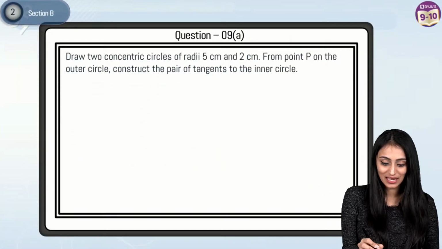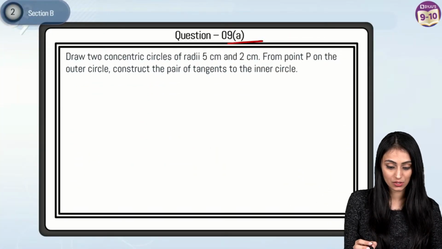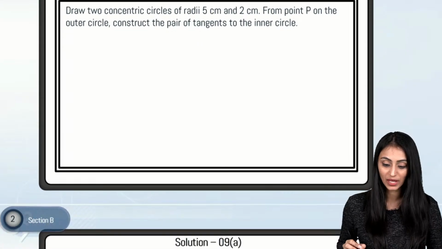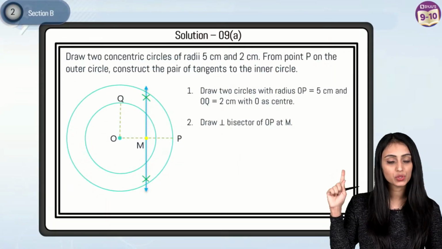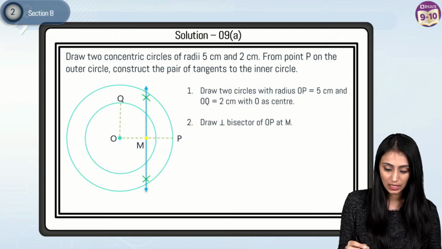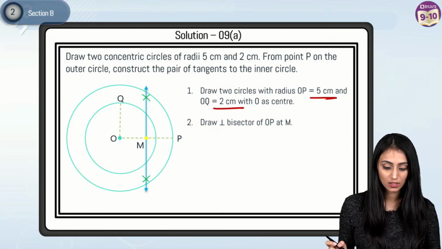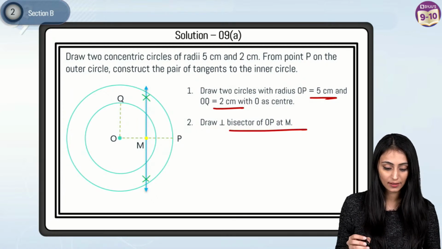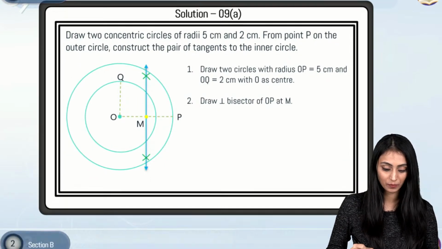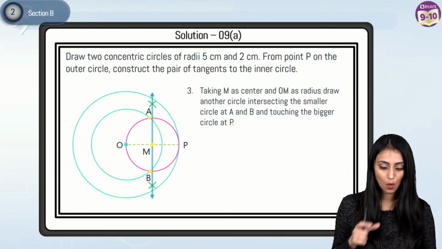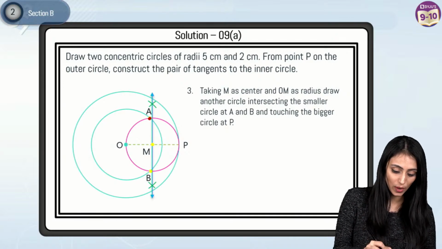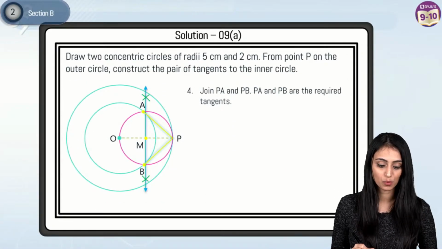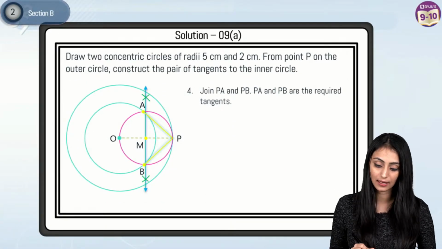Let's take a look at question number 9, part A. We have to draw 2 concentric circles of radius 5 centimeter and 2 centimeter. From point P on the outer circle, construct the pair of tangents to the inner circle. So the inner circle is of radius 2 centimeter, the outer one of 5 centimeter, right? These are the radii OP and OQ with center O. First we join O with P and take the perpendicular bisector of OP, and the middle point would be M. So taking M as center and OM as radius, we draw a circle which intersects the smaller circle at these 2 points A and B, and then from here we can draw the tangents to this smaller circle. So PA and PB would be the required tangents at the end. Yes?